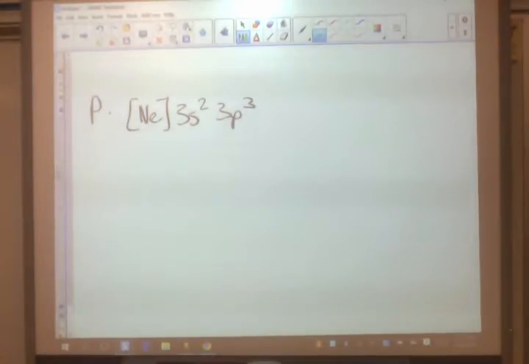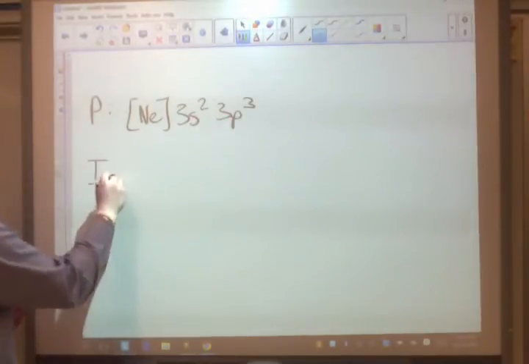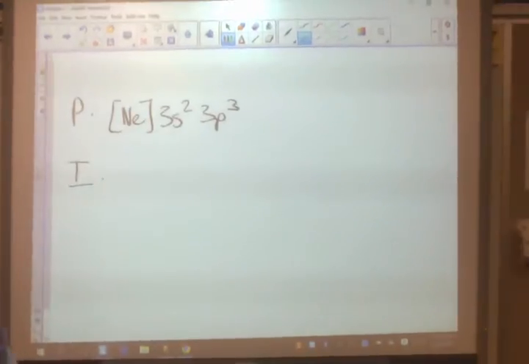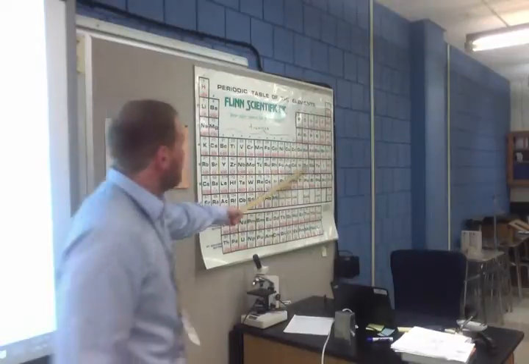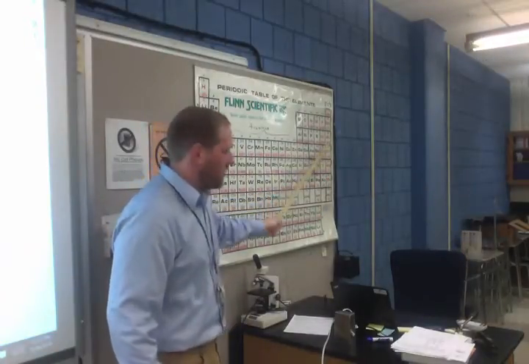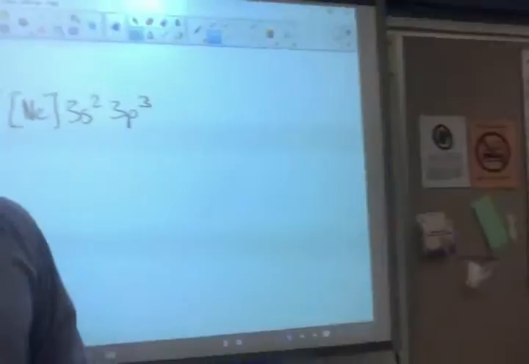Let's choose something like iodine. Okay, we find iodine, element number 53. Previous noble gas is going to be krypton. So we put krypton in brackets.